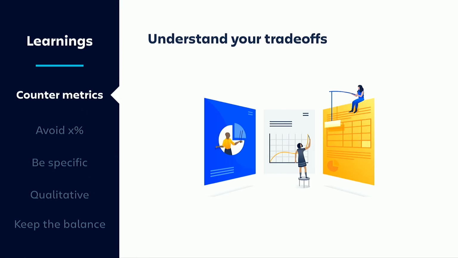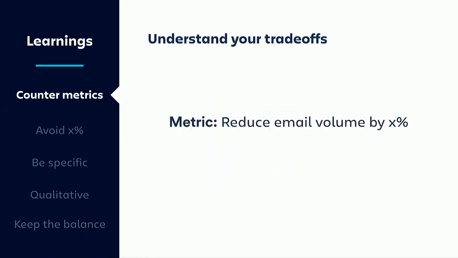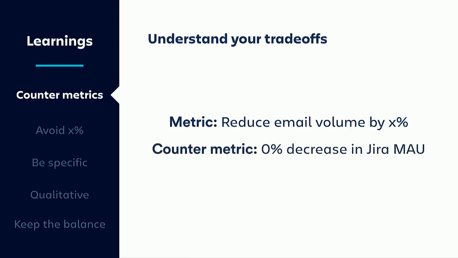So first, metrics can sometimes come in pairs, and there are certain situations where you need to consider what your counter metrics are. So your counter metrics are your metrics that you don't want to optimize at the expense of. A simple example on our team is we have a metric to reduce the number of Jira emails that we send out. However, we don't want to do this at the expense of hindering user engagement. So reduce the number of emails that we send while balancing a 0% decrease in Jira monthly active users. For us, these two metrics go hand in hand.